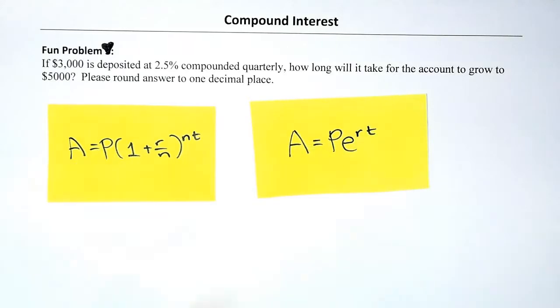If we have a fixed or finite number of compoundings, then we'll use the first one, A equals P times (1 plus r over n) raised to the nt power. And if the interest is compounded continuously, then we use A equals P times e raised to the rt power.